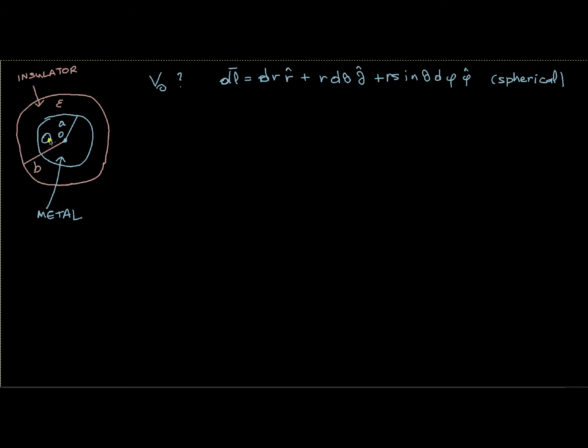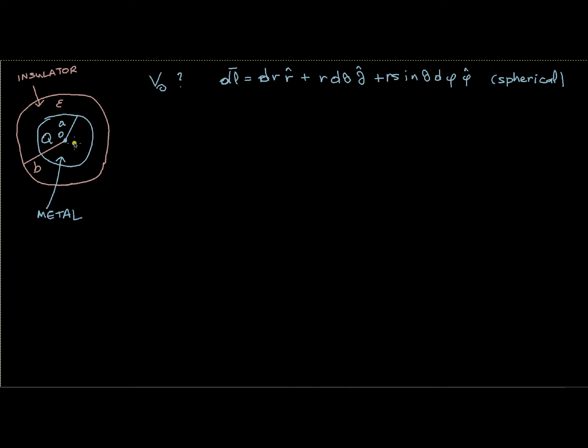It has a charge Q, the radius is A, and this sphere is covered with an insulating material that has a dielectric constant of epsilon, and the radius is B. And my goal, what I'm asked to find in this problem, is the potential at the center of the sphere.